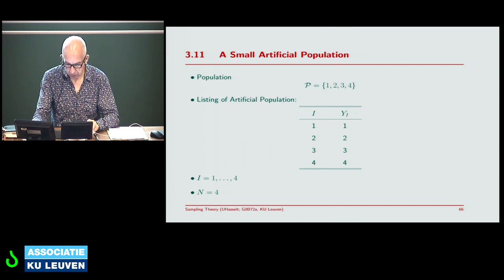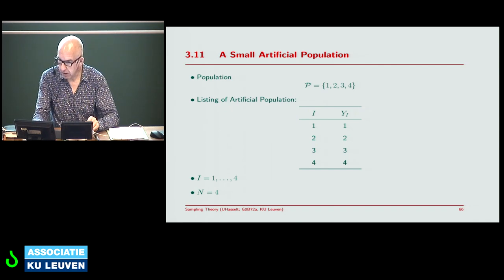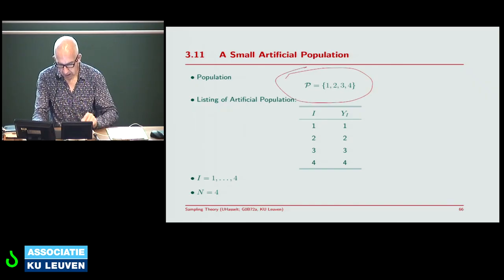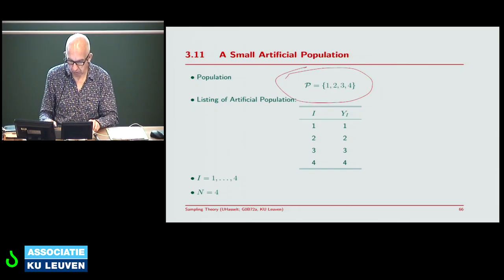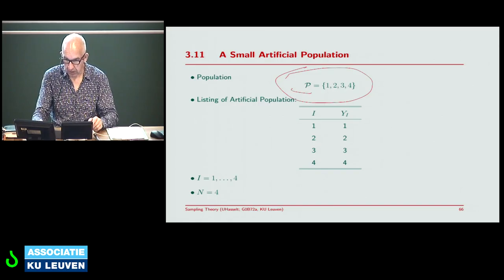We will now introduce a small artificial population. I think it's clear that it's artificial, huh? It's definitely small. Our population, which we are going to denote by calligraphic P, consists of 4 units. Let's say 1, 2, 3, 4.